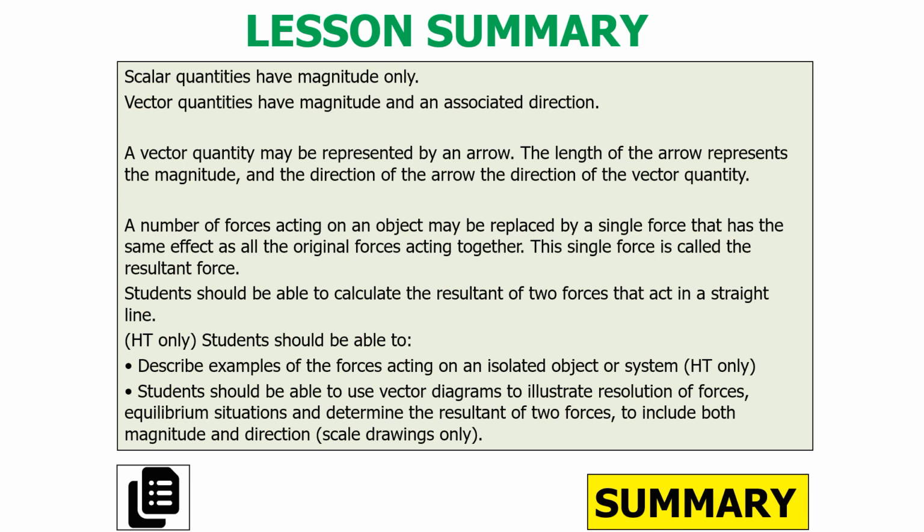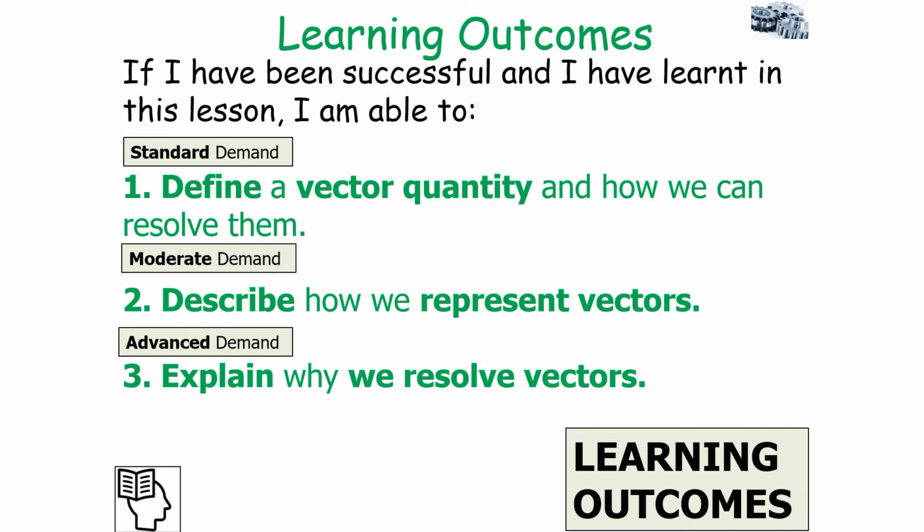A number of forces acting on an object may be replaced by a single force that has the same effect as all the original forces acting together. This single force is called the resultant force, and you should be able to draw vector diagrams to illustrate the resolution of forces, equilibrium situations, and the determination of the resultant of two forces to include both magnitude and direction. So if we've been successful and learnt in today's lesson, we should be able to define a vector quantity and how we can resolve them, describe how we represent vectors, and finally explain why we resolve vectors.